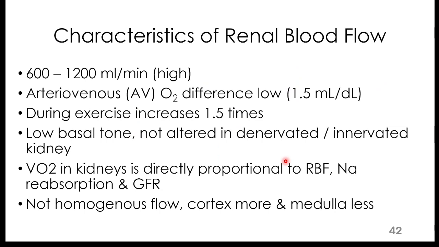Now, some characteristics of the renal blood flow before we talk about glomerular filtration in detail. It's very high, as we've said earlier, about 600 to 1,200 mL per minute. The arteriovenous oxygen difference is quite low, just about 1.5 milliliters per deciliter. This means that the oxygen level in the arterial part of the renal circulation is not much higher than the oxygen level in the venous part of the renal circulation.